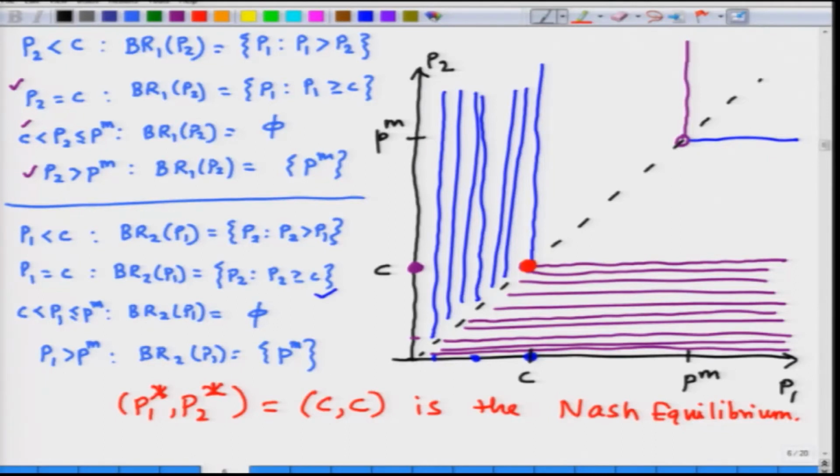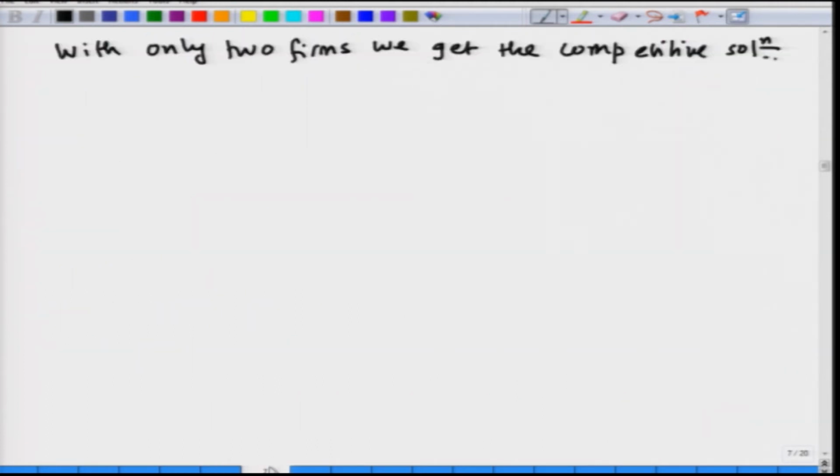So, we would expect that these two firms would have some amount of market power, because this is a duopoly which is somewhere in between a monopoly and perfect competition. So, two firms closer to one firm, but far away from many firms. We would have expected that the outcome would be somewhere closer to the monopoly outcome, but it turns out quite surprisingly that we get the competitive solution. This is called the Bertrand paradox.